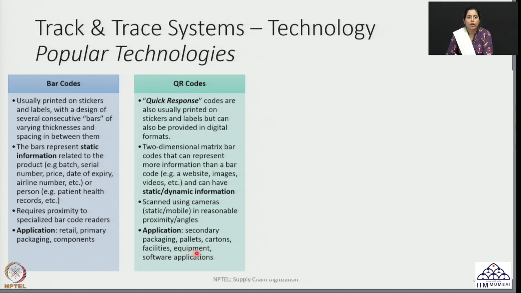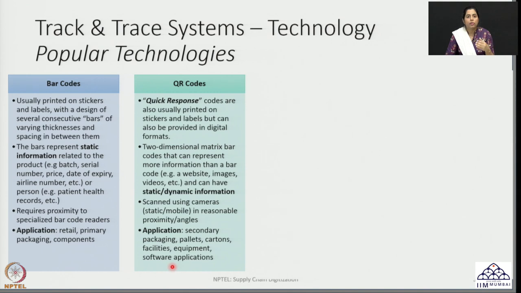Similarly, when it comes to equipment, suppose you want to assign equipment for maintenance activities to certain personnel, they can be provided QR codes in which the personnel have to just move to the kind of product, scan it, and then figure out what are the associated issues and complaints that could be relevant to that equipment and what kind of activities need to be carried out.